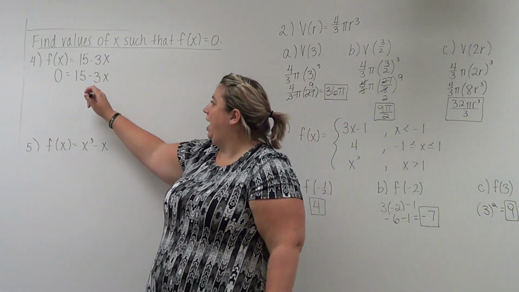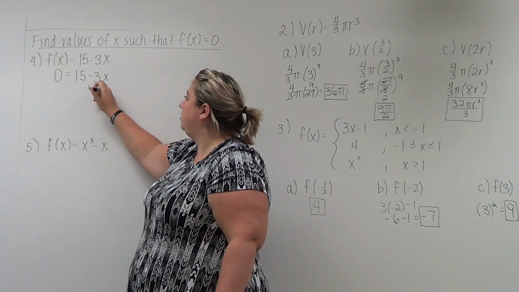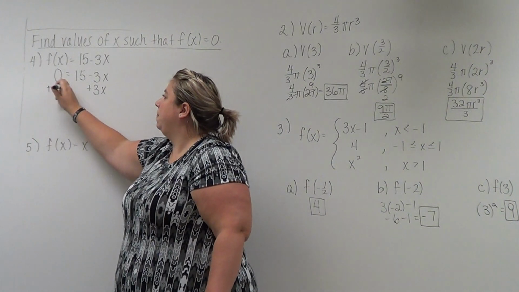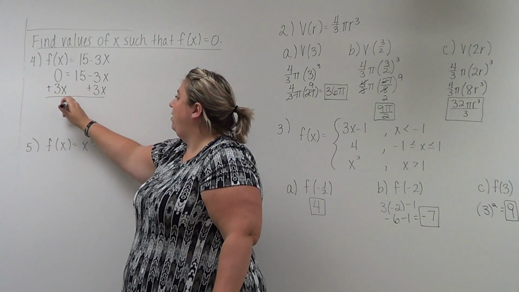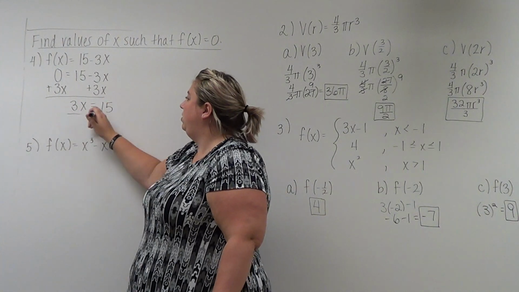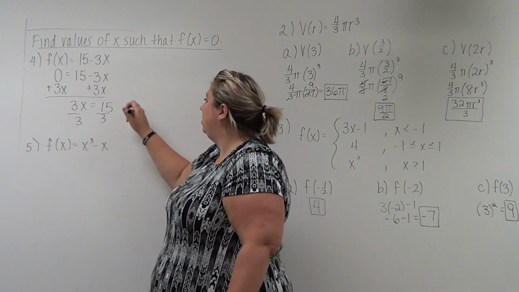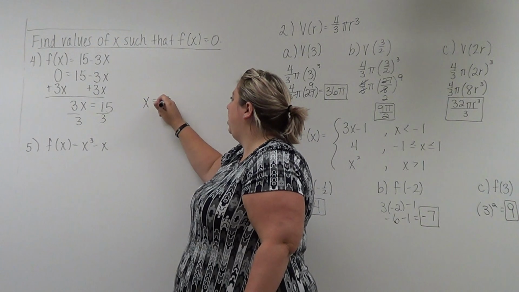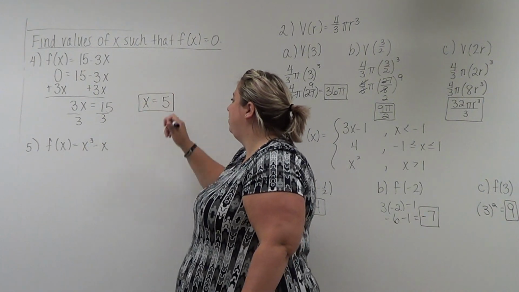So for this one, I would add 3x to both sides. So I have 3x equals 15. Then I would divide both sides by 3. So my answer would be x equals 5.